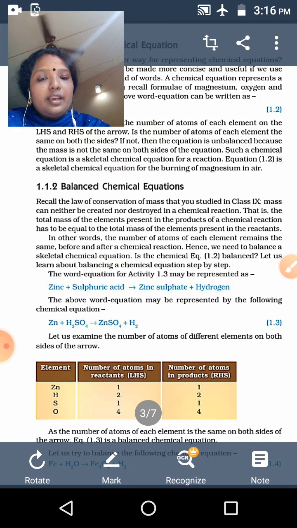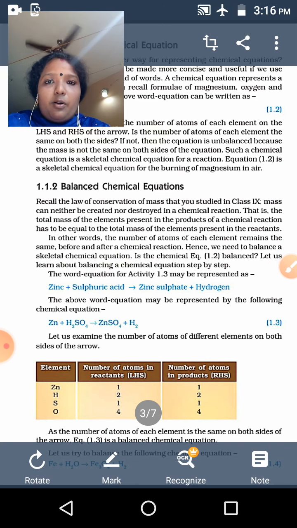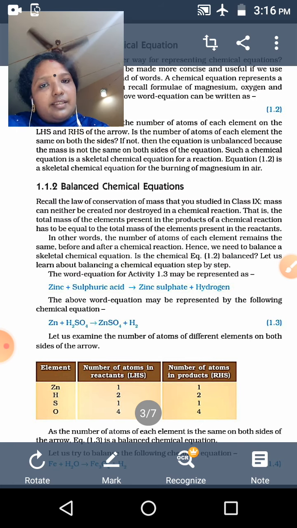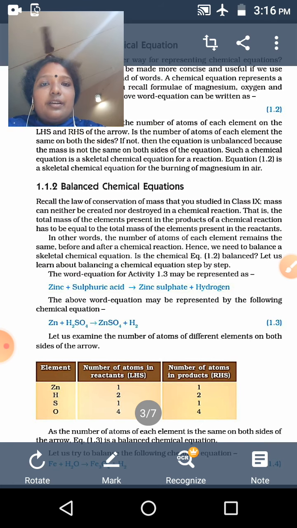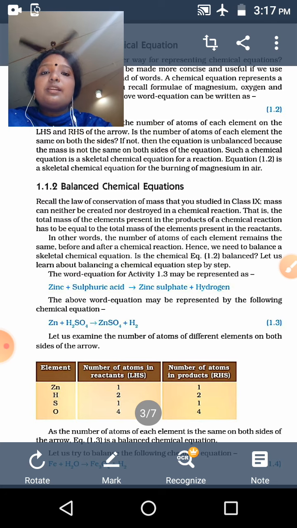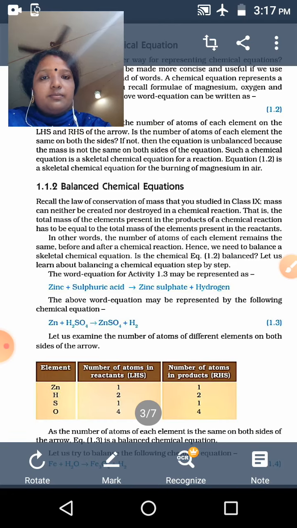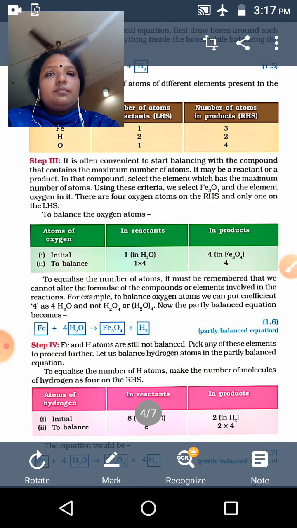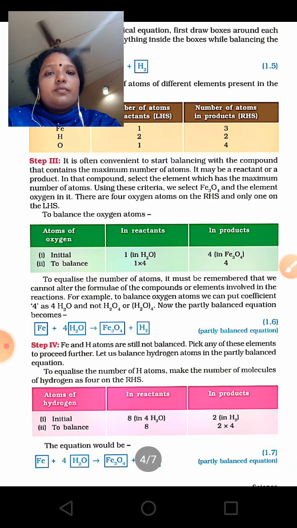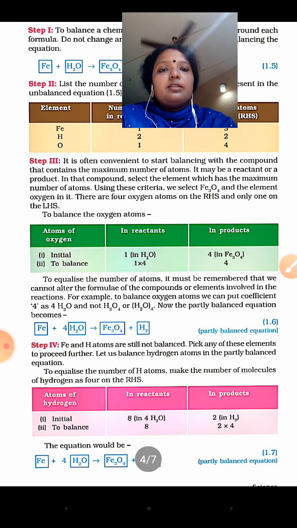The number of zinc, hydrogen, sulfur and oxygen in the product side and the reactant side will be the same. So the equation is already balanced. Okay, we have to look at the next equation.